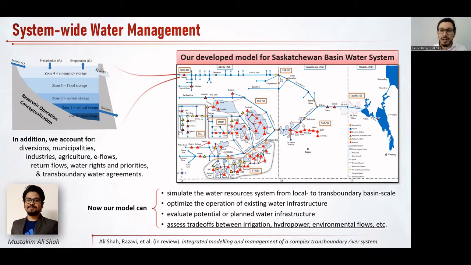And Mustaqim Ali Shah has been our man working on this and pushing this forward with the help from other folks like Kasra Keshavarz, Nudo, and others. And Mustaqim has now moved on to a new role in Alberta Environment and Parks.